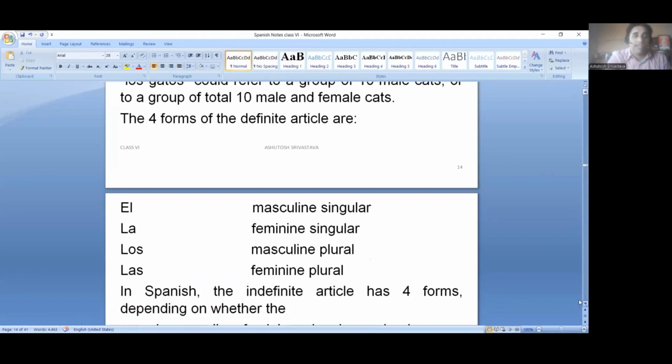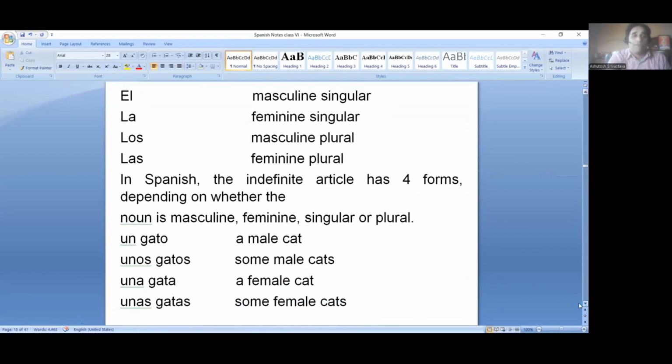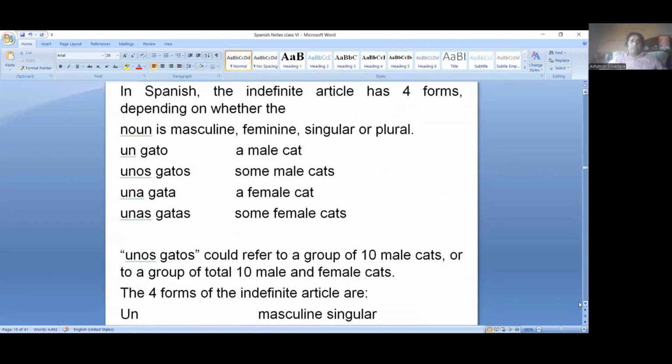So we have seen here that the definite article, the, takes 4 forms: el, la, los, las. The indefinite article also takes 4 forms depending upon whether it is a masculine noun, feminine noun, singular, or plural. In English, we have 2 singular indefinite articles, a and an. In Spanish, we also have 2, un and una, depending upon whether it's masculine or feminine. A male cat, un gato.